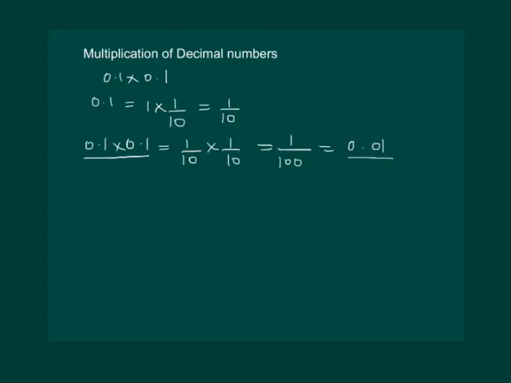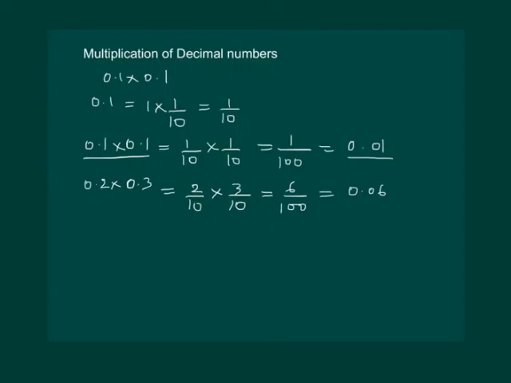Let us check another example. We have 0.2 into 0.3. 0.2 can be written as 2 by 10 and 0.3 can be written as 3 by 10. Now multiply the two fractions. Multiply the numerators, we get 6 by 100, which is same as 0.06.